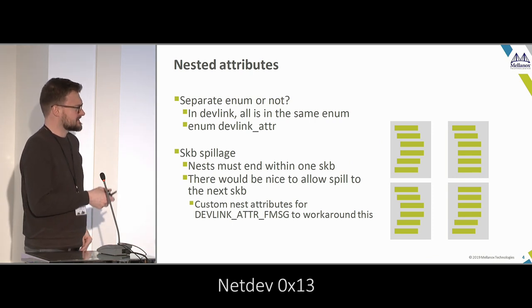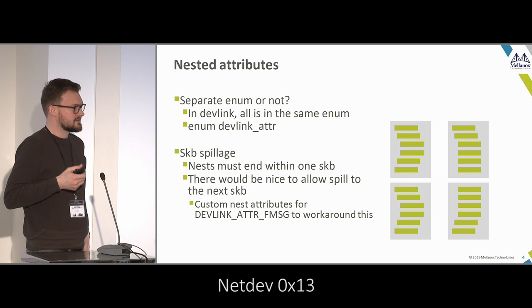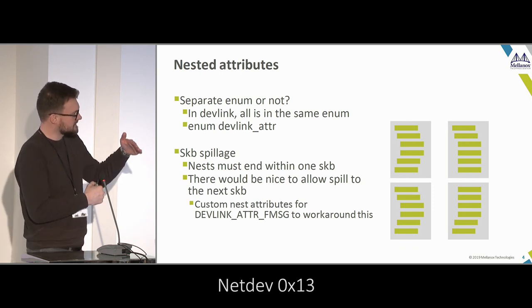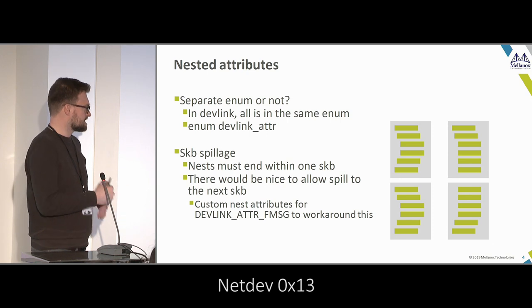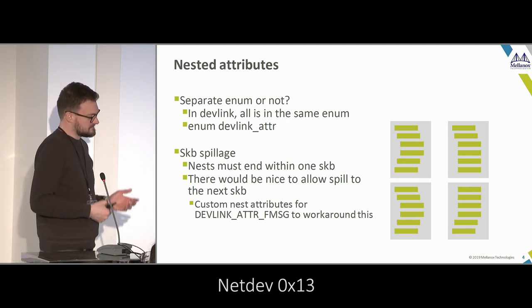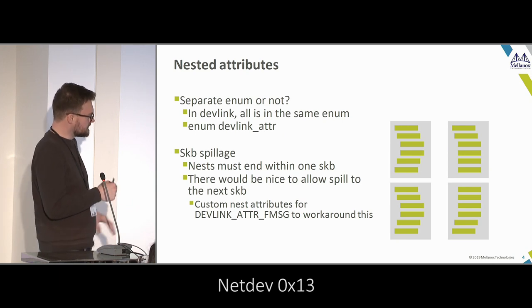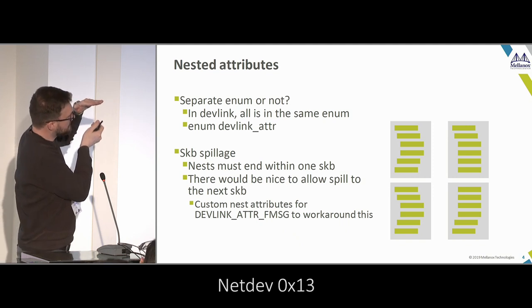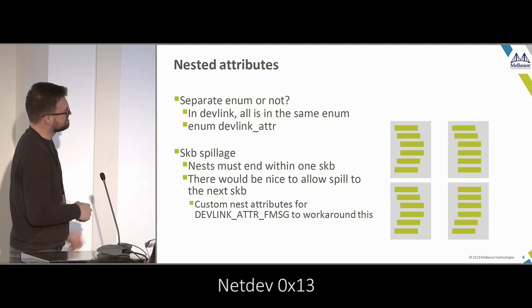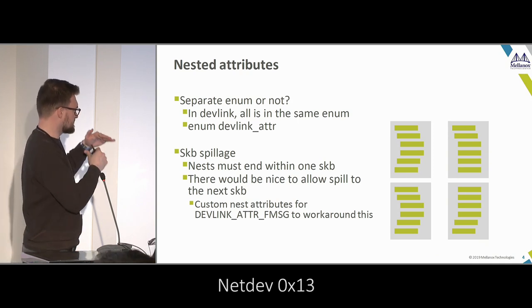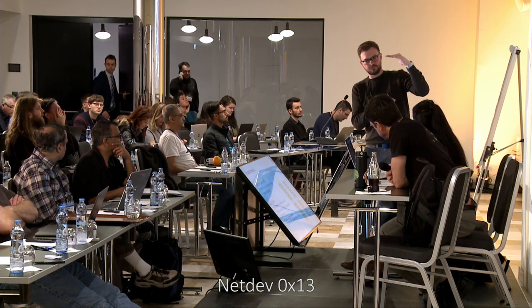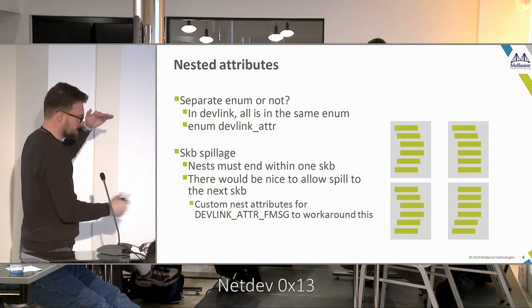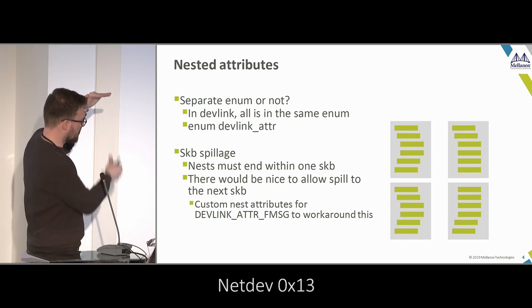I think that wireless guys are doing it in the same way. Other Netlink implementations are having a separate enum for each. It's kind of confusing as well. You're saying you are doing nesting, but you are using one namespace of attributes, basically. The top level is just a single namespace. It's just numbers, right? The attributes are just numbers. So you either have multiple enums, and for each nest you have a separate enum? Separate enum, yes. Or like what we do in Devlink, you have one big enum for all.